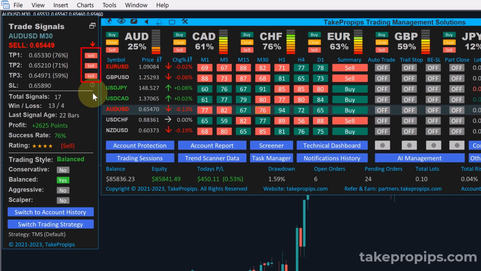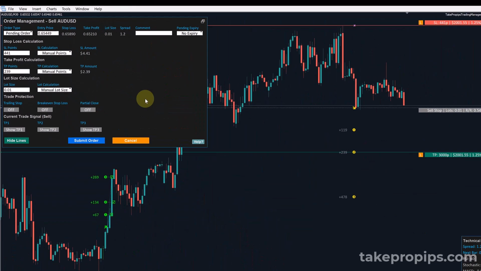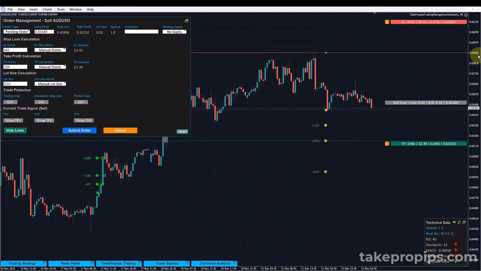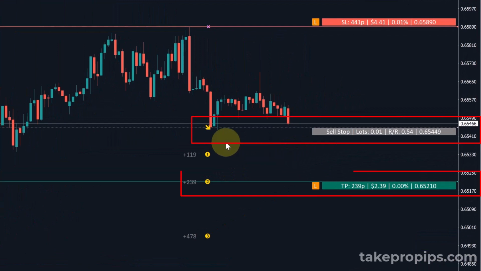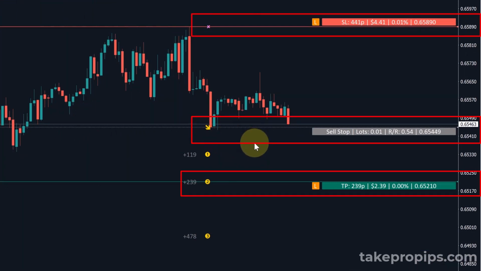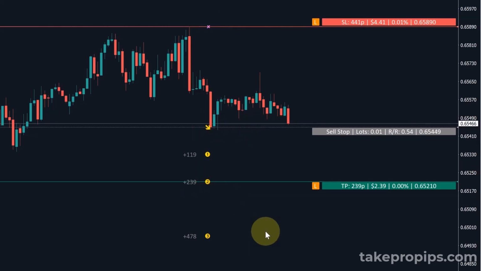This button allows you to enter a pending order using the same entry price of the trading signal, same take profit target, and same stop loss. For example, if we want to trade this signal using TP2, then we can click on this button beside TP2. It will show us the order management dashboard where we can enter new trades. As you can see, it will match the entry price, TP2 target, and stop loss based on the current trading signal. This is a lot more convenient if you want to enter a trade based on the current trading signal.